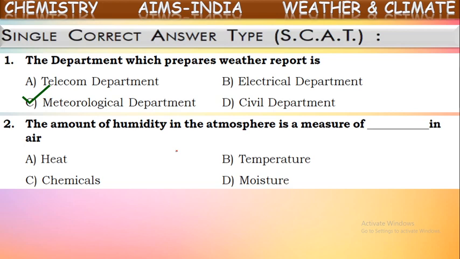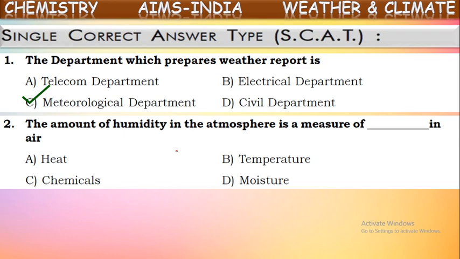Next one, the amount of humidity in the atmosphere is a measure of dash air. What is this humidity? What kind of measure is it? It is the measure of water vapor present in the atmospheric air.